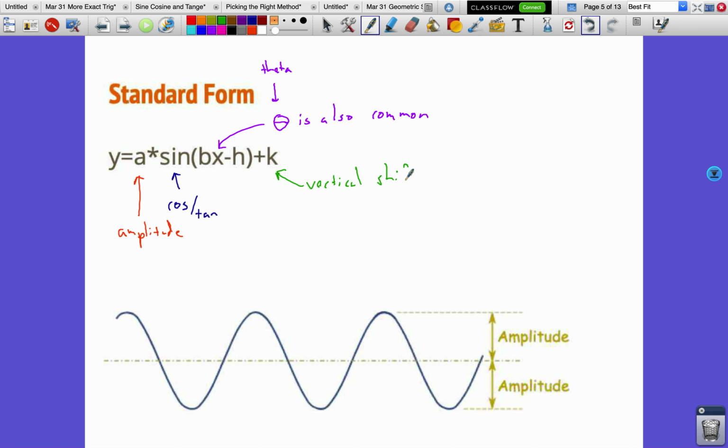And the easiest way to think about vertical shift is shifting the midline up or down, and then everything comes with it. But H is not horizontal shift. This is kind of where it breaks a little bit. So let's not label that yet. Let's just label amplitude, vertical shift. Sine could also be cosine or tangent, and X is sometimes theta.